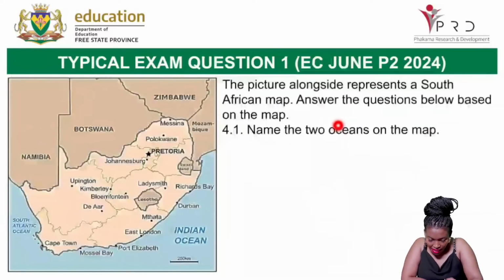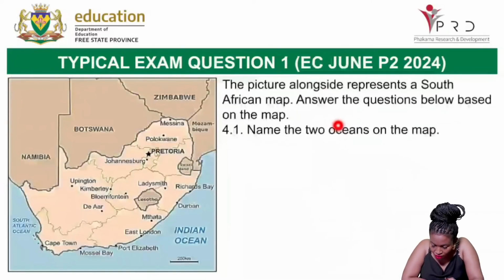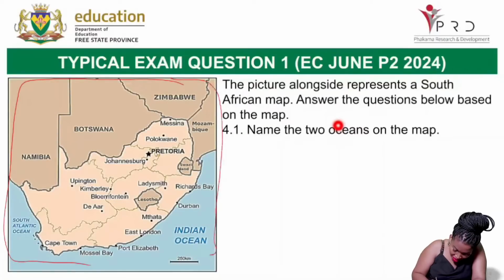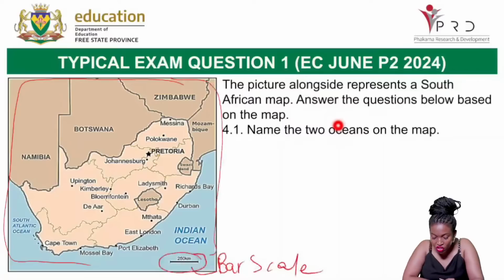Question 4. The picture alongside represents a South African map. Answer the questions below based on the map. So we've got a map. There is a South African map. We can all see it is very clear. And then there is a scale that is provided there. The type of scale is a bar scale. Let us look at the questions.